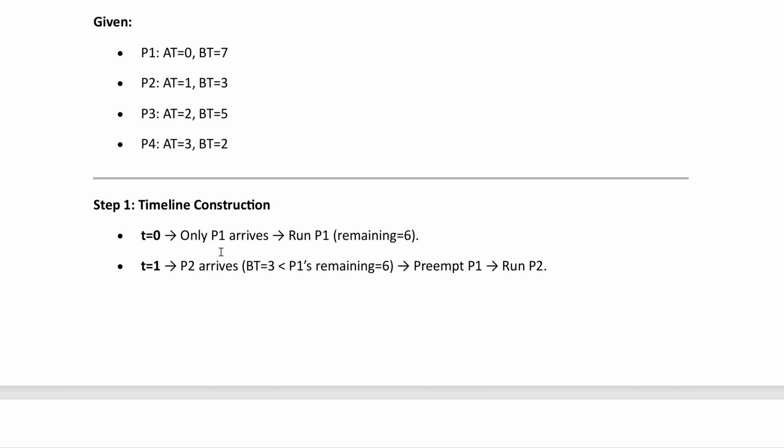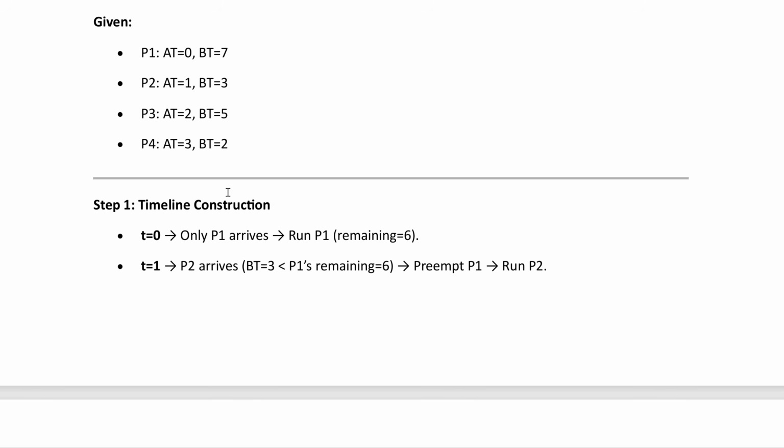As you can see here, at arrival time 0, P1 arrives, right? So P1 will execute for only 1 unit of burst time. Why? Because at arrival time 1, P2 arrives and the burst time of P2 is 3. The remaining burst time of P1 is 6, because P1 has executed for only 1 unit. Because the burst time 3 of P2 is lesser than the remaining burst time of P1, that is 6, P2 will be given a chance for execution by the CPU, right?